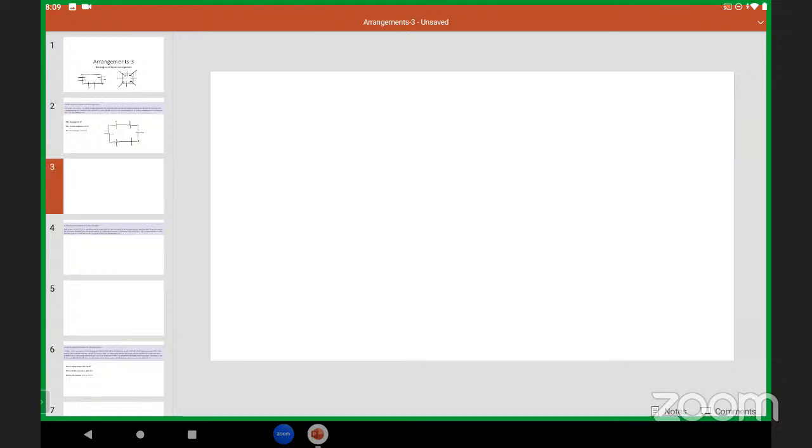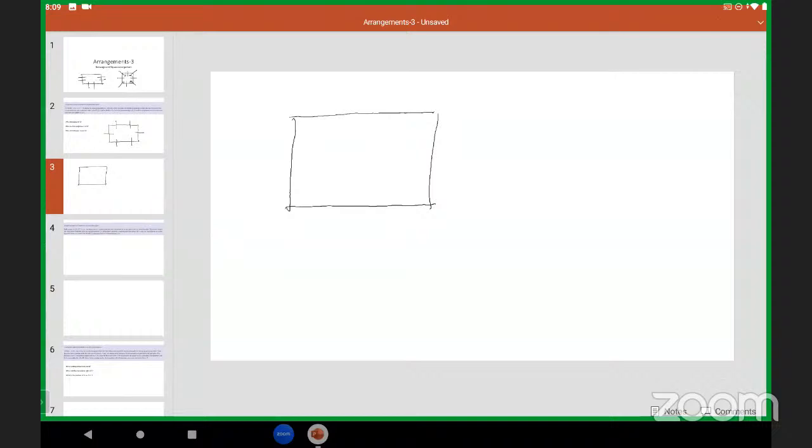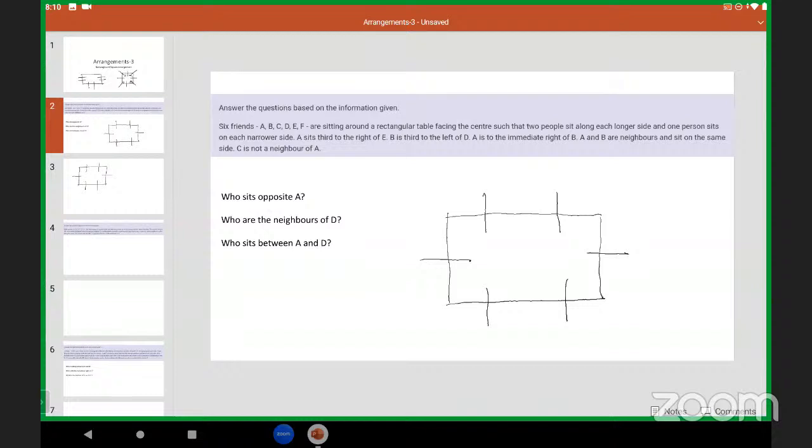So let us start with the first. Okay, we'll draw a rectangle. There are two people sitting over here. Two people on the longer side, let's say, and one on each narrower side. Now there are conditions given that A sits third to the right of E, B sits third to the left of D, A sits to the immediate right of B, then A and B are neighbors and sit on the same side. What we have is A and B sit on the same side.